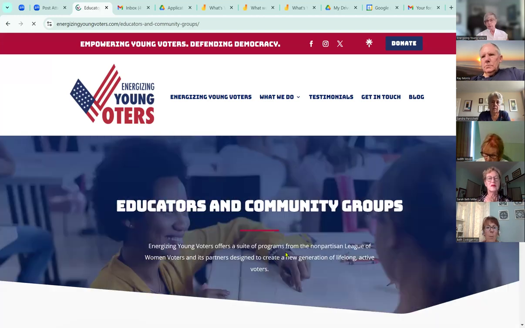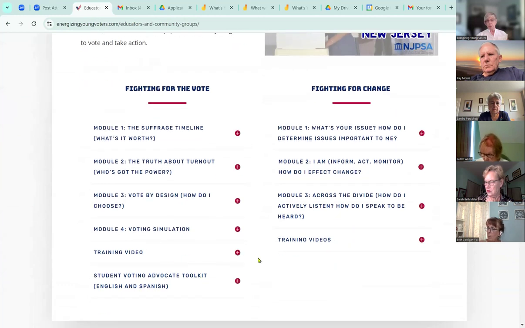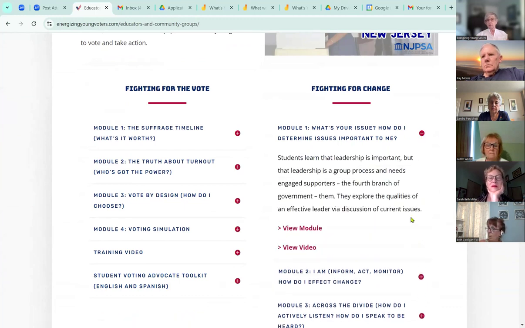But today, like yesterday, we're going to go to the Educators and Community Groups tab. And when we scroll down, yesterday we looked at the lessons that were on the Fighting for the Vote side. Today, what we're looking at is the Fighting for Change side. The first module is called What's Your Issue? And when you click on the plus, there's just a little description of what that is. And then you, again, can view the video from the last training session. And this one will be on it the next time, probably next week. And you can also view the module.